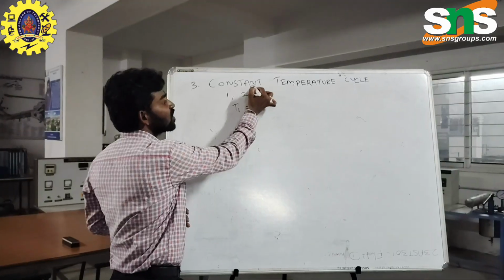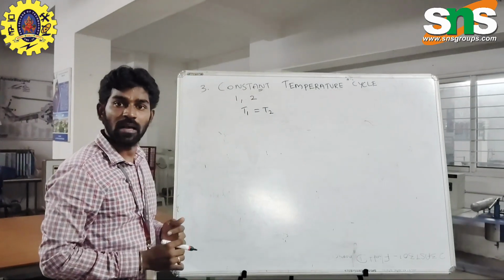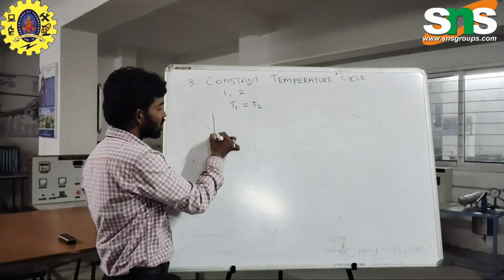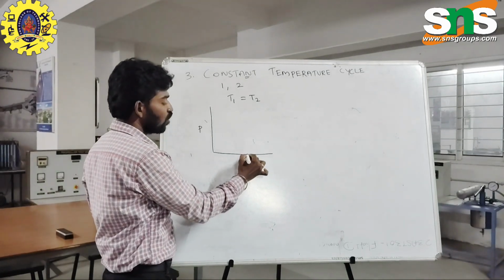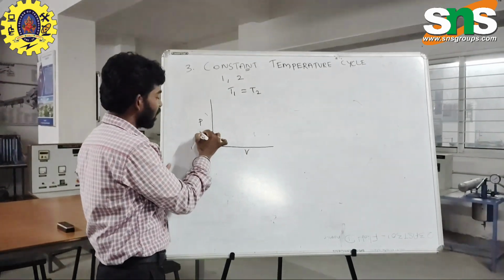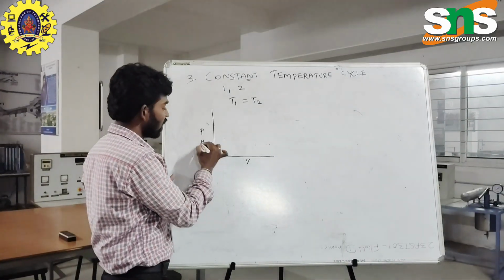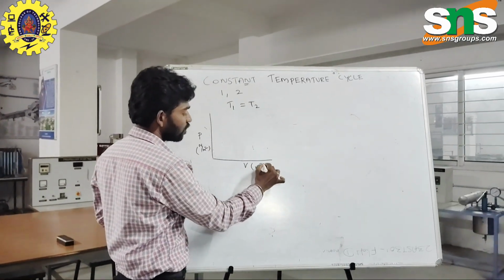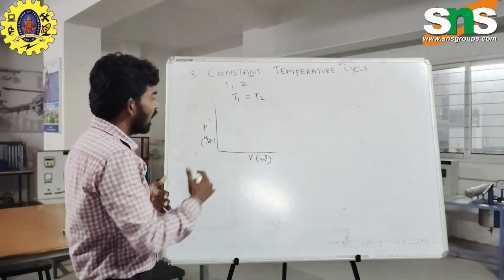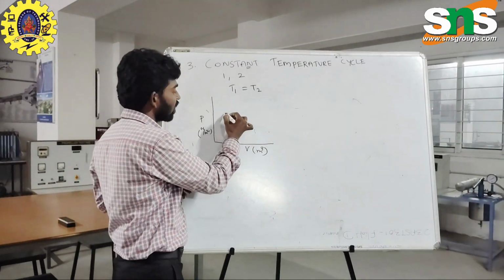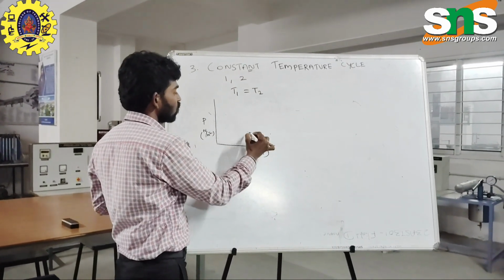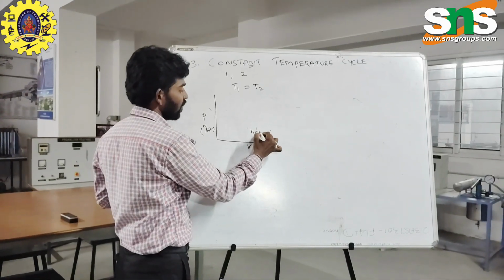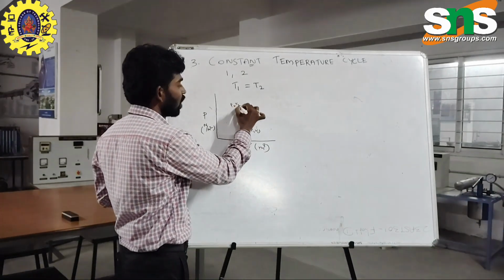This is a constant temperature process, so for this process we draw the pressure and volume diagram. Pressure has units of Newton per meter squared and volume is in meter cubed. Here we have the two pressure values and the two volume values: this is P1, V1 and this is P2, V2.